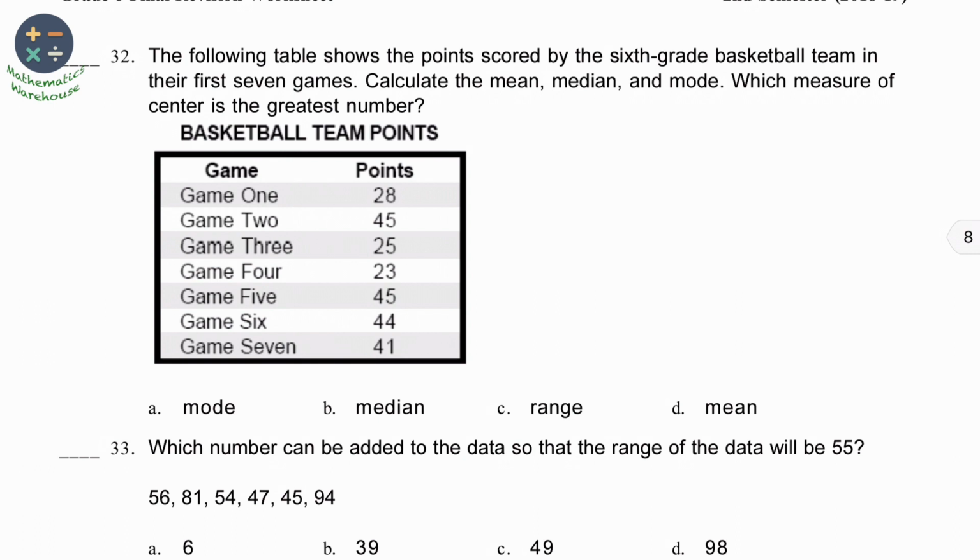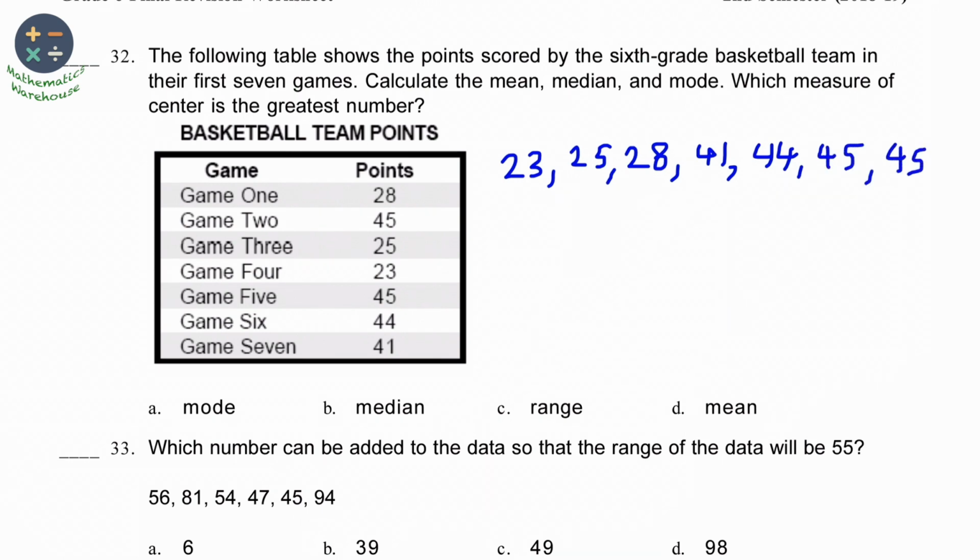Next question. The following table shows the points scored by the 6th grade basketball team in their first 7 games. Calculate the mean, median, and mode. Which measure of center is the greatest number? As we know, to calculate the mean, we have to add all values, then divide them by their number. To determine the median and mode, we have to rearrange these data from greatest to least or from least to greatest. It doesn't matter. Let us arrange this data so the order would be 23, 25, 28, 41, 44, 45, and 45.